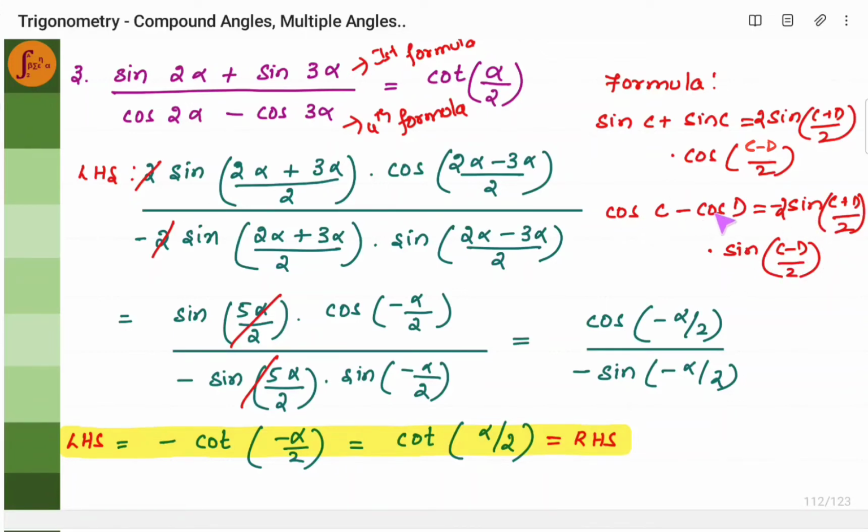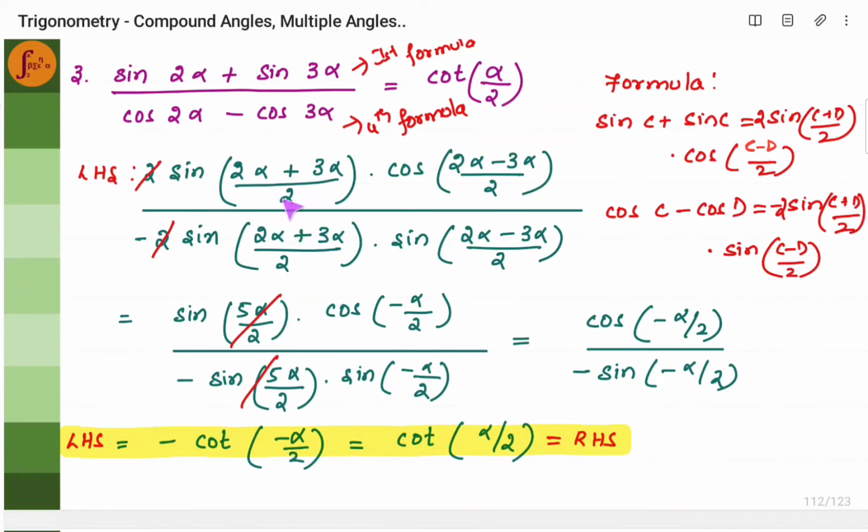Whenever you have cos, be it cos c plus cos d or cos c minus cos d, you will have the same terms here. When it is cos c plus cos d, you will have cos c plus d by 2 into cos c minus d by 2. Basically both will be cos and cos. But cos c minus cos d is sine: minus 2 sine c plus d by 2 into sine c minus d by 2. Now we'll substitute all of this.